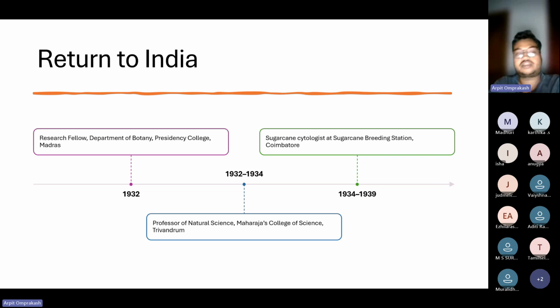Then she returned to India again. She basically was a research fellow in the Department of Botany, Presidency College in Madras in 1932. Then she went on to become the professor of natural science in Maharaja's College of Science in Trivandrum, and then went on to work as a sugarcane cytologist at the sugarcane breeding station in Coimbatore.